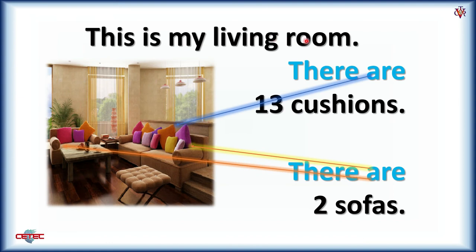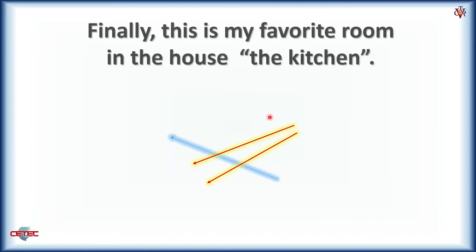This is my living room. There are 13 cushions. Let's count them. 1, 2, 3, 4, 5, 6, 7, 8, 9, 10, 11, 12, 13. So if you have enough time to count them, you can count them. If not, you can say there are some cushions. There are 2 sofas. So it depends on the situation. If you have enough space or time to count, you can use a number. Or you can use the word some.